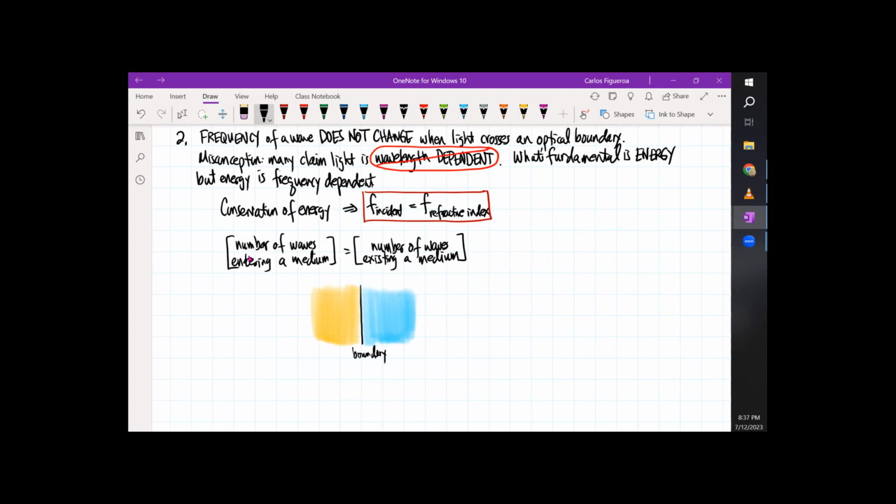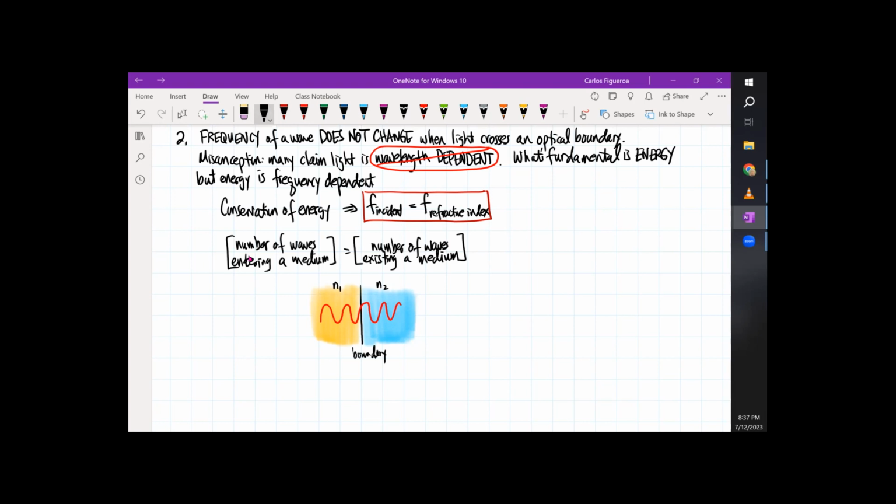So in other words, I have medium 1, I have medium 2. So when I look at my waves coming in, the number of waves coming in is also the number of waves coming out of the boundary. That's what it says. The number of waves entering a medium is the number of waves exiting.